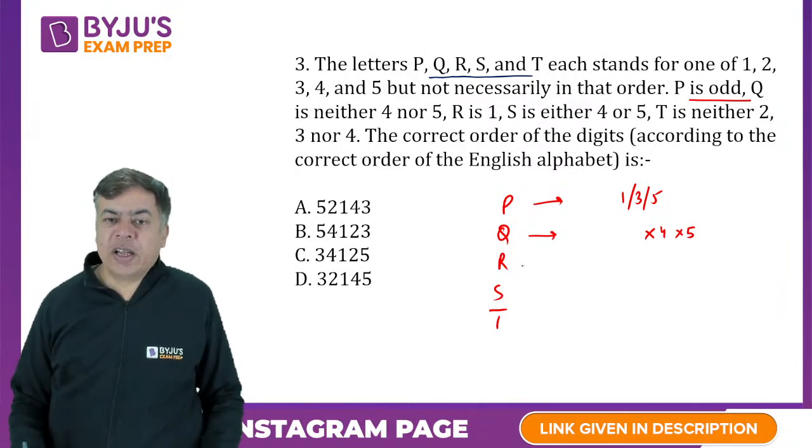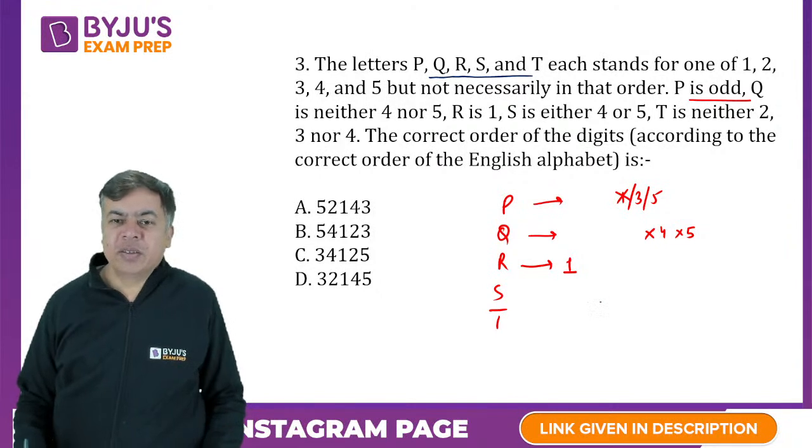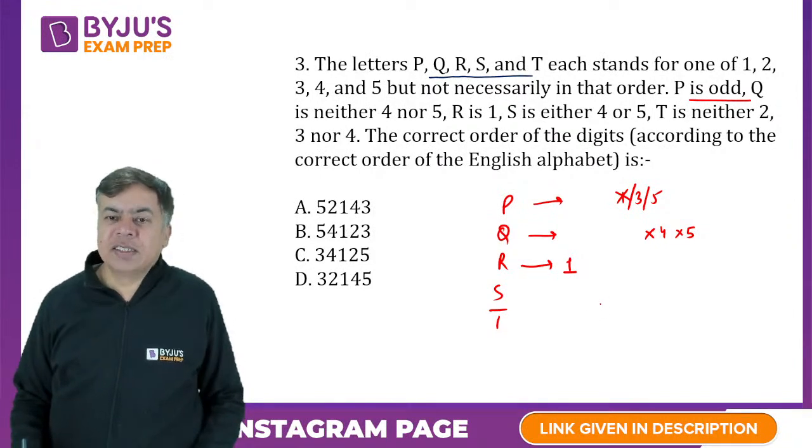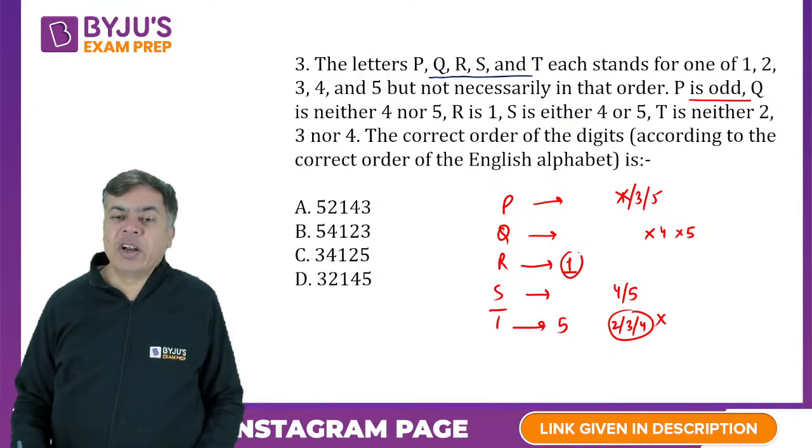R is 1. So 1 is not possible for the others. S is either 4 or 5. And T is neither 2, 3 or 4. If it is not 2, 3, 4, it has to be 5, because 1 is already gone. So T should be 5.